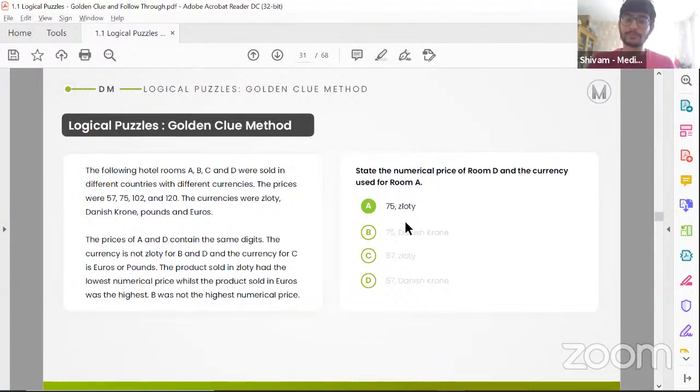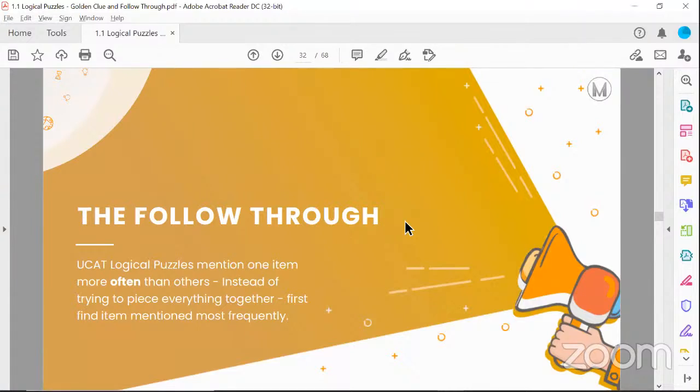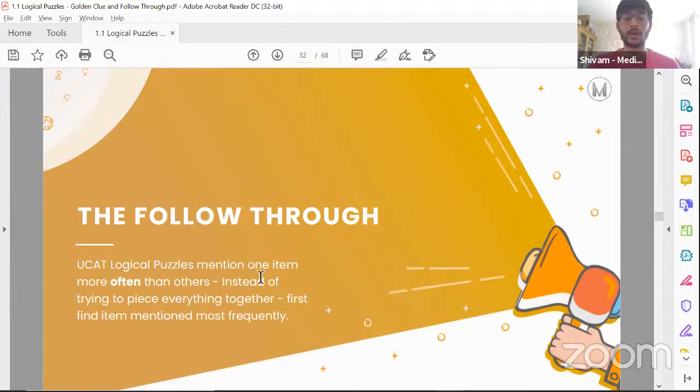Exactly. Fantastic. The next one that we're going to go through very quickly is the follow-through method. That is when UCAT logical puzzles tend to talk about something more often than something else. What do I mean by that? Well, if a question was asking you about animals and they mentioned cat five times and only mentioned dog or cow or pig two times or one time, that means our brain needs to start thinking a bit more about that piece that was mentioned more often.